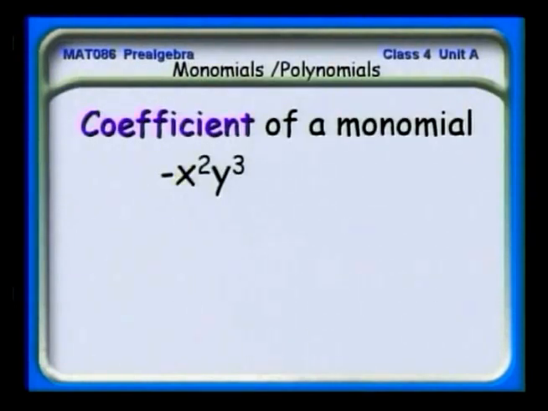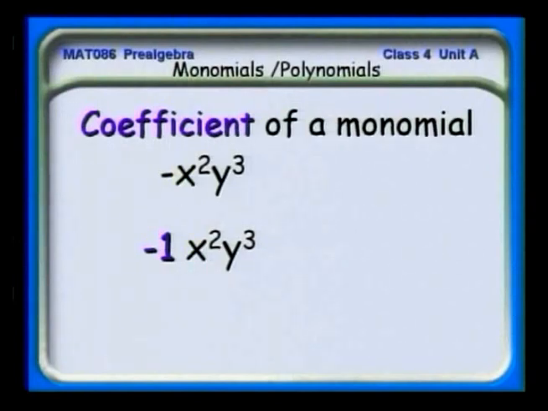Let's talk about the coefficient of this monomial. We have minus x squared y cubed. Now, you might say, well, it doesn't have a coefficient, but in a sense it does. We can just as easily put a 1 multiplying the x squared y cubed. It doesn't change the value.